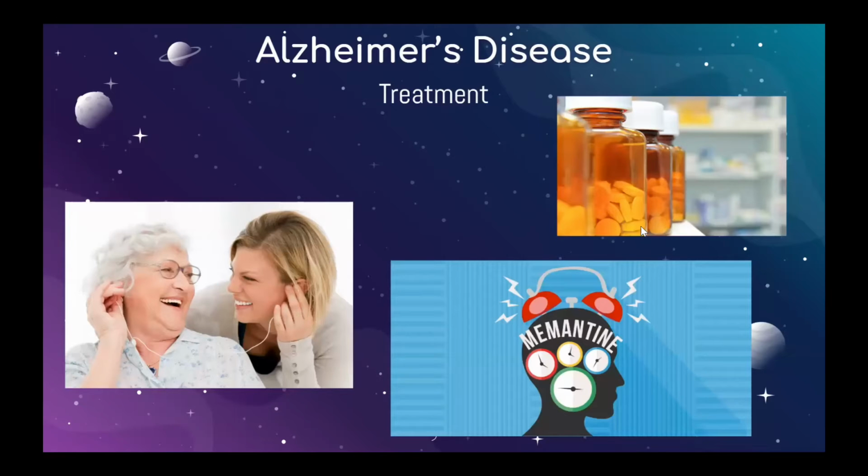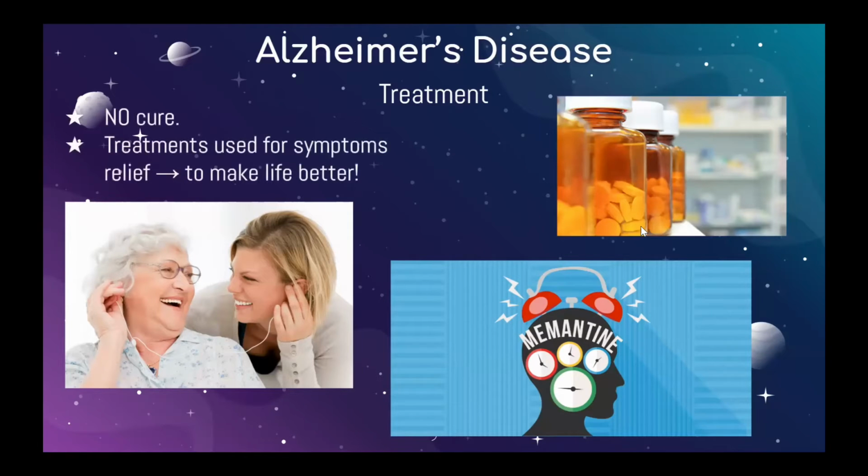Next, we'll be talking about some treatments for Alzheimer's disease. While there is no definitive cure, there are many different treatments and medications that people can take to make them feel better and have a better quality of life. For example, one of them is called memantine. And also, listening to music therapy and doing puzzles and other cognitive activities can improve the memory loss effects of Alzheimer's.